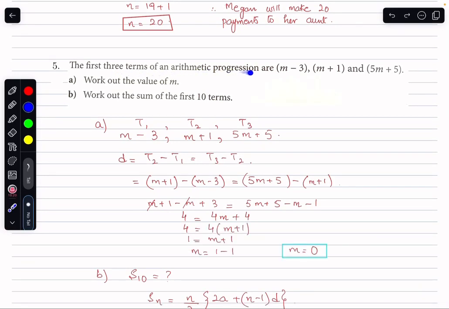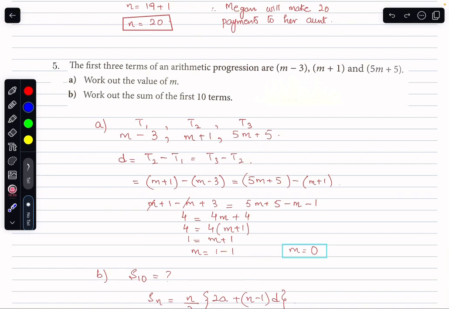The first three terms of an arithmetic progression are m minus 3, m plus 1, and 5m plus 5. Work out the value of m. So we are given the first term, the second term, and the third term: m minus 3, m plus 1, and 5m plus 5. From here, we know that the common difference can be represented as t2 minus t1, and it shall also be given as t3 minus t2. Substituting the terms here, I can say it's m plus 1 minus (m minus 3), which shall be equal to 5m plus 5 minus (m plus 1).